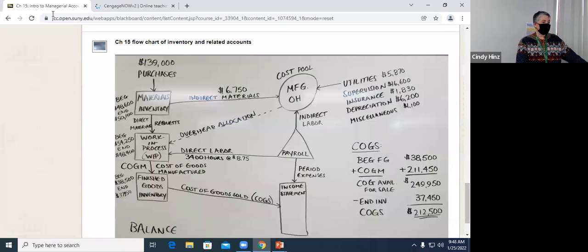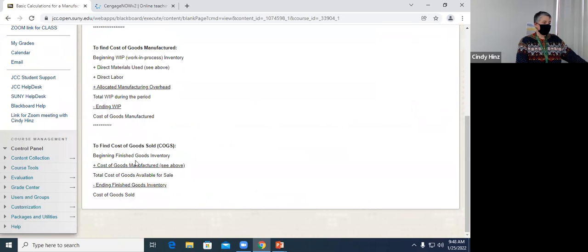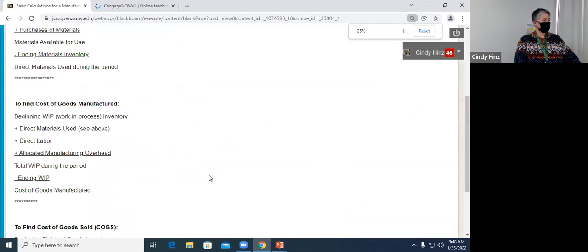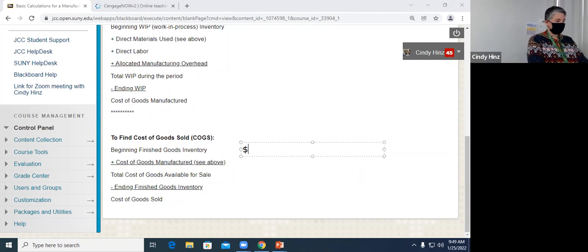Okay, so I want to go back to that formula sheet to do the next part. Maybe I'll make this a little bigger. Whoops, not smaller, bigger. Yeah. So here's what we're going to be doing for the very last question. I'm going to use this formula: beginning finished goods plus what we added to it, to know what we had available for sale. Then we subtract the ending finished goods to find our cost of goods sold. I'm going to do the calculation right here on this screen, and then I'll go back and put it in on Cengage. So our beginning finished goods inventory was given to us.